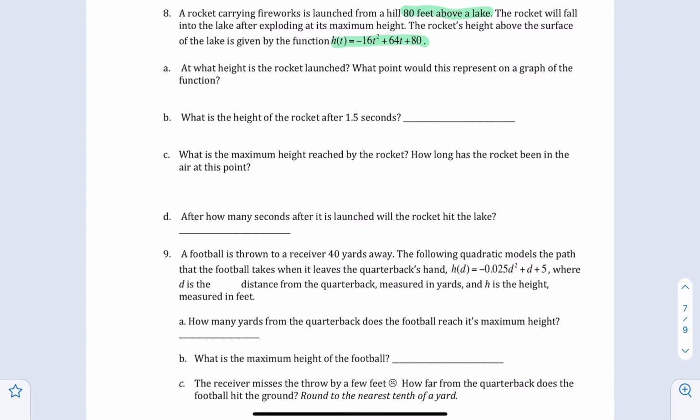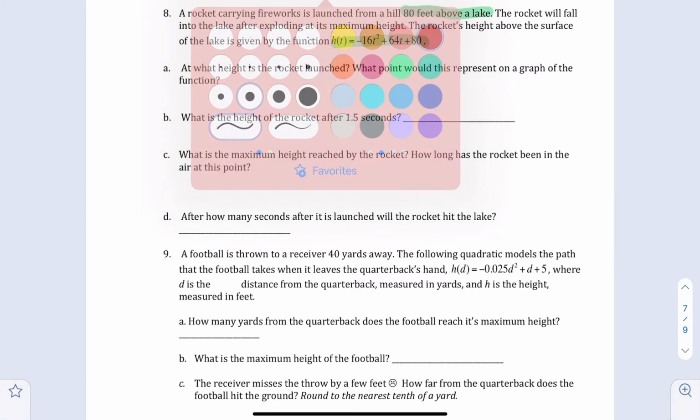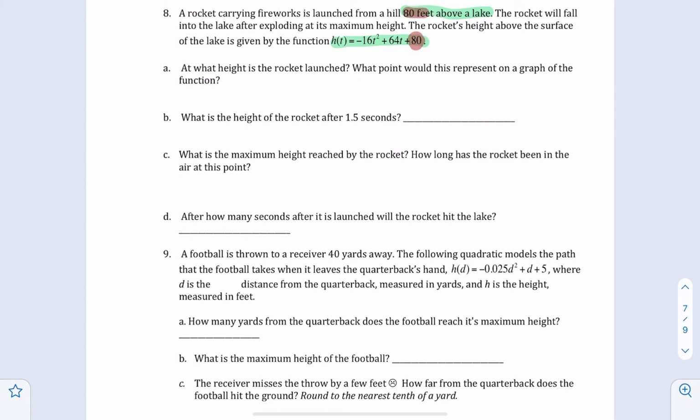So think of it kind of like a firework. You launch it, it'll explode in the air, stuff falls to the ground. And it's all modeled by the function at the end. It wants to know the height the rocket is launched. What point would this represent on the graph? Feel free to type it into Desmos if you'd like to, but it was launched 80 feet above the lake. So it was launched 80 feet above. This is the y-intercept, or my starting value.